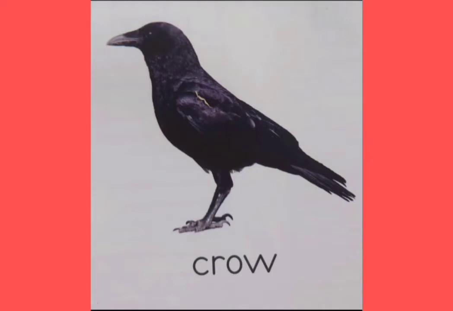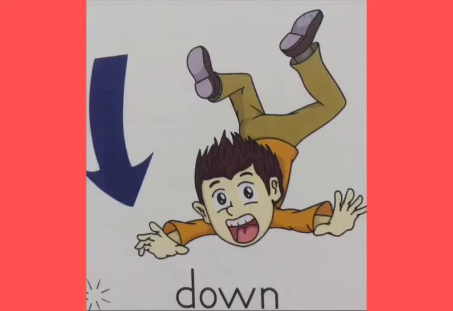Crow. A black color bird. It is also known as the cleverest bird. It has a long and strong beak. Yeh hai kauwa. C. R. O. W. Crow. Cr. O. Crow.